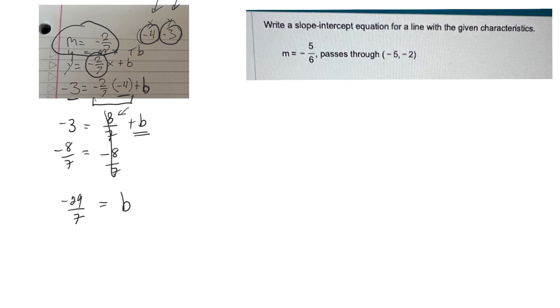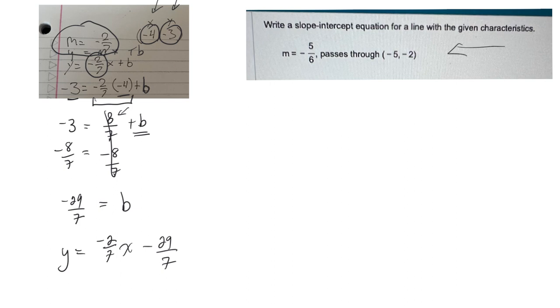-29/7, I think. Let me think about that. 7 times -3, -21 minus 8. Yeah, I think that's right. So then the equation would be y is equal to slope, -2/7 x, my y-intercept, -29/7. I'm going to show you with this one too.